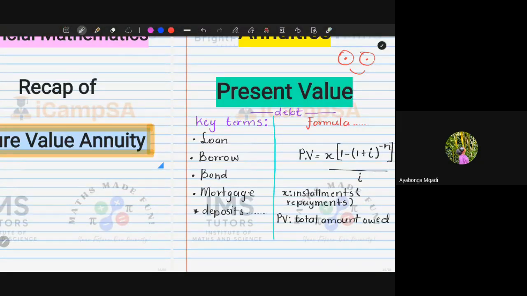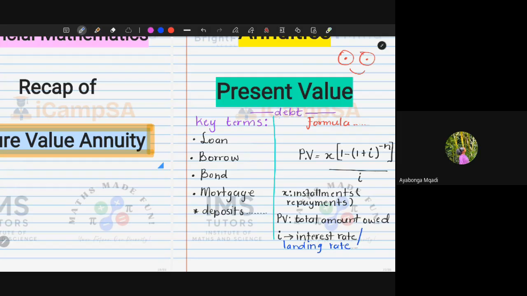So PV is no longer the future value investment. It is the amount which we owe the bank or whichever institution is giving us the money. And then i would obviously be the interest rate. Or in some problems you will realize, guys, that they will also call it the lending rate, meaning it is the rate at which we are lending you the money. So they will also call it the lending rate.